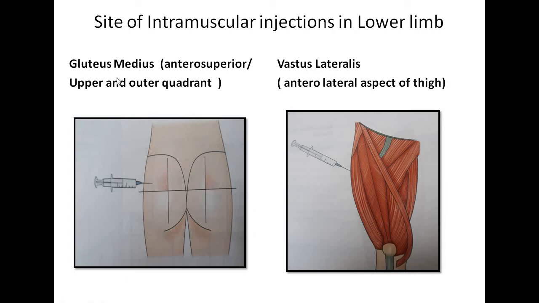Now here are the sites of intramuscular injections in the lower limb. In this, we give the intramuscular injection in the gluteus medius, that is the anterosuperior or upper and outer quadrant of the gluteal region. Another site for the intramuscular injection is the vastus lateralis, the anterolateral aspect of the thigh.